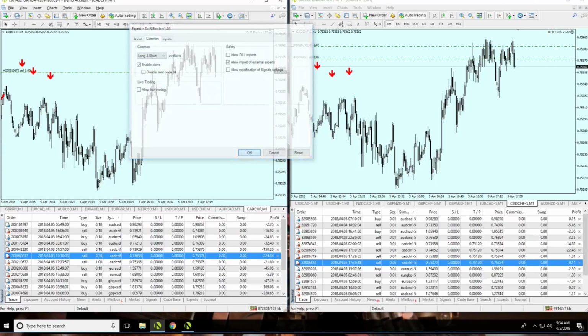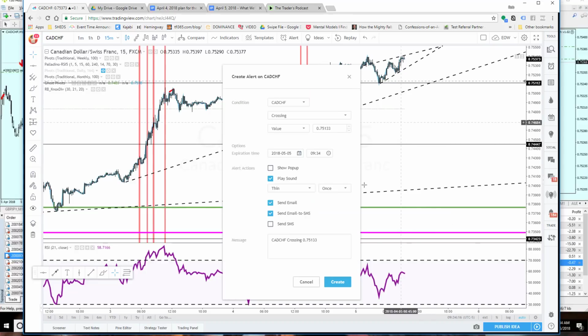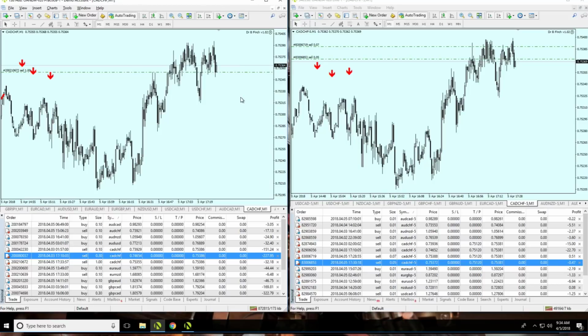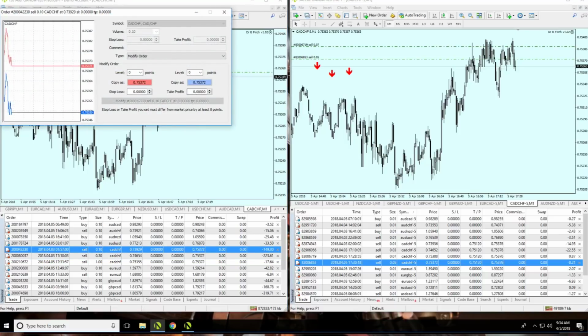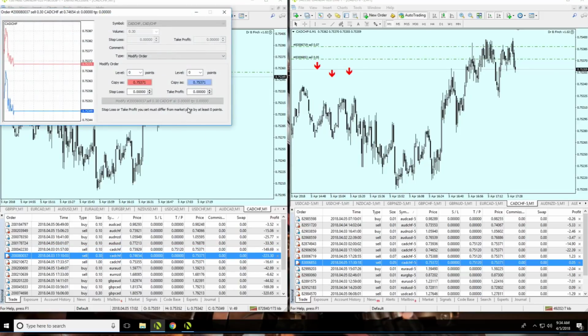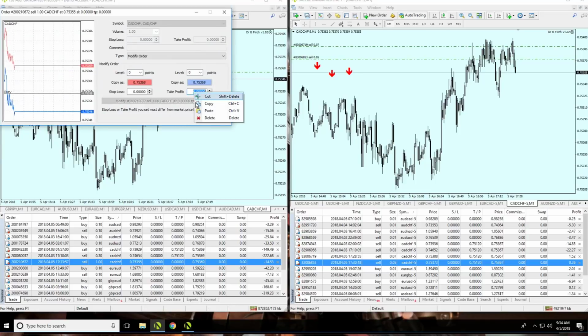I'm going to shut off live trading. Come back over here. I want to place an alert on my chart if price crosses that barrier. That way I know my trades are closed, and I can come over here and turn the robot back on. And I need to input my profit target on the Canadian dollar Swiss franc. Right click and paste. Right click and paste. Right click and paste.